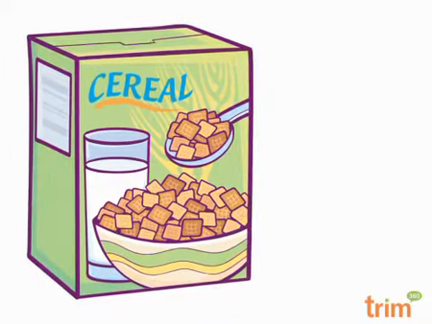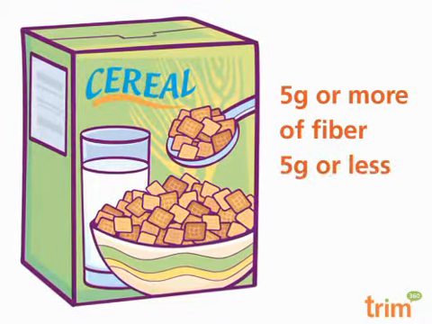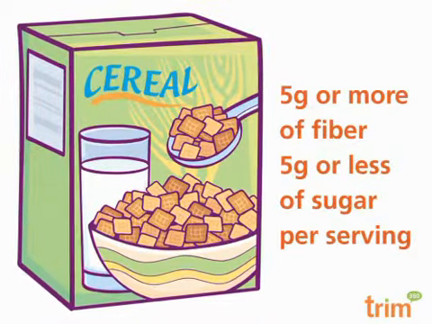Once we're done with this lecture, let's look at your cereal box and make sure that it contains 5 or more grams of fiber and 5 or less grams of sugar per serving. Carbohydrates' main function is to produce energy.